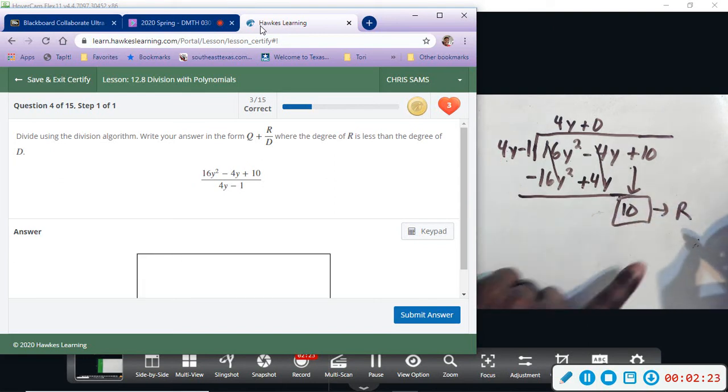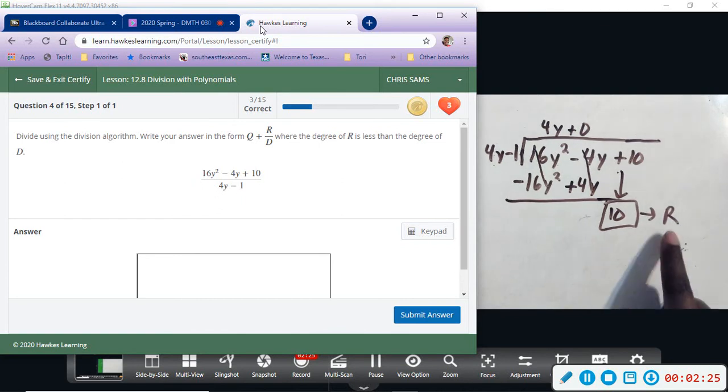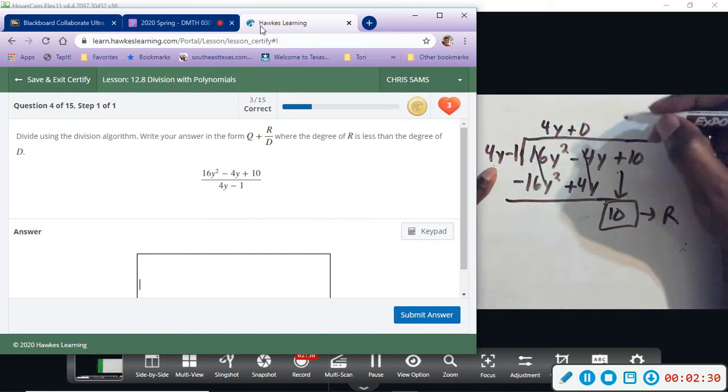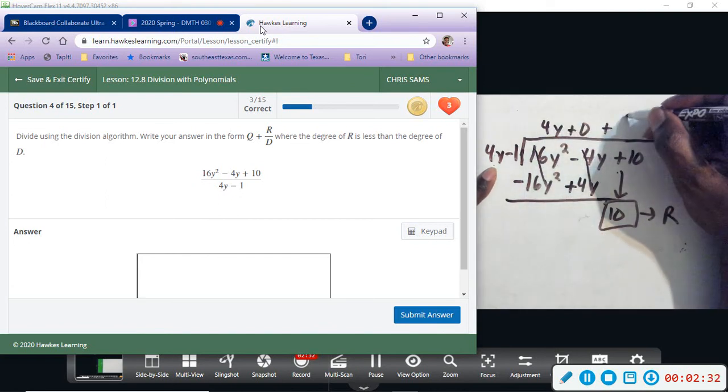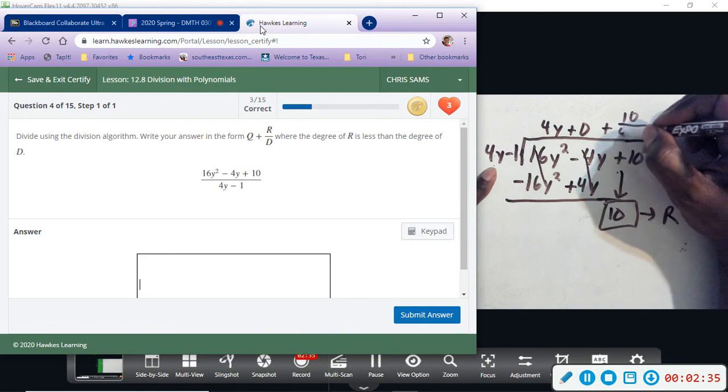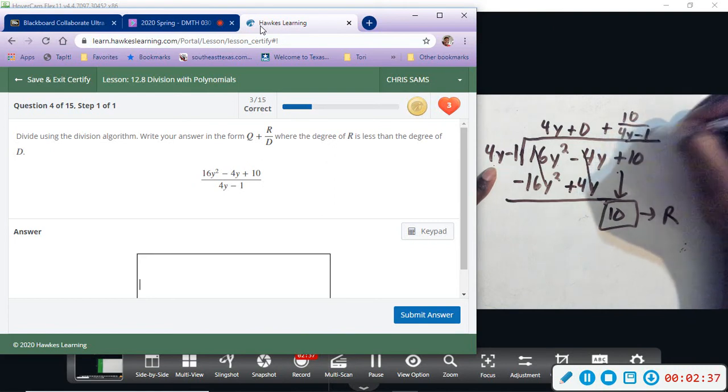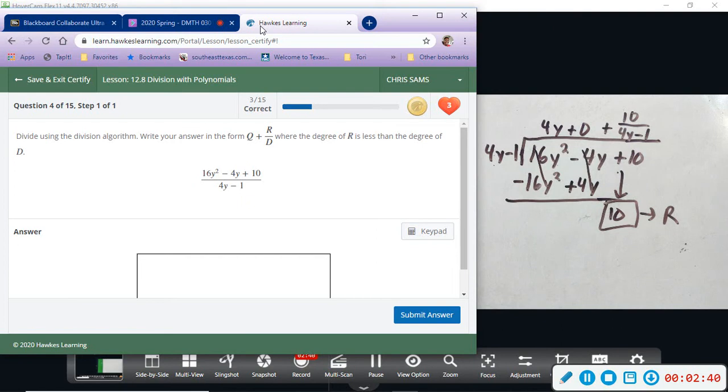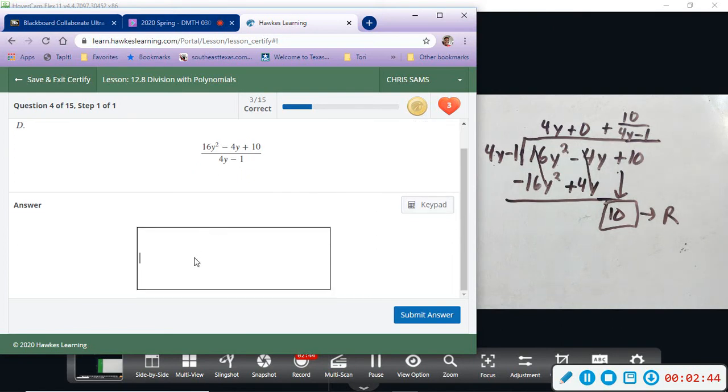Okay, so we have a remainder of 10. So remember, your remainder goes above what you were dividing by. So you basically just have 4y and then plus 10 divided by 4y minus 1. So that's going to be the solution to our problem. So we're going to say 4y plus, and then we're going to have 10 over 4y minus 1.